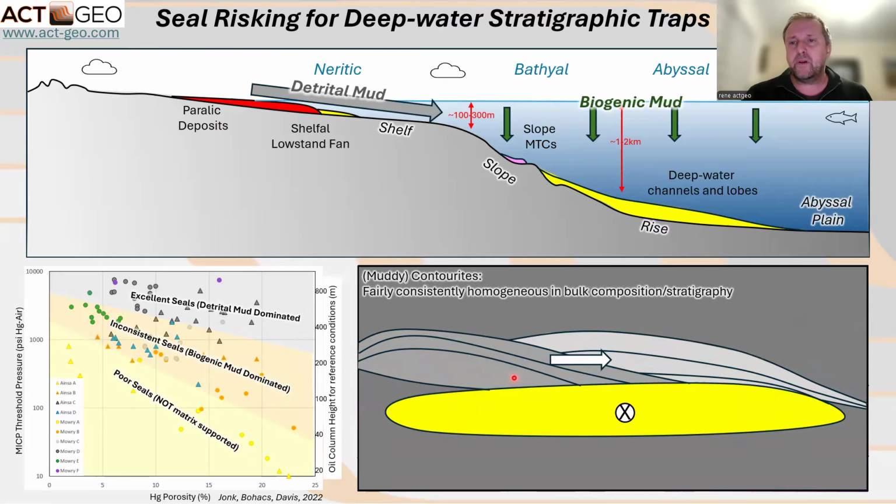And then another typical seal that has the detrital mud associated is the re-sedimentation of that mud by contour currents. So contourite deposits, drift deposits can form seals based on my experience and calibration. They tend to be fairly consistently homogeneous in composition and stratigraphy. So they're a good facies type for seal.